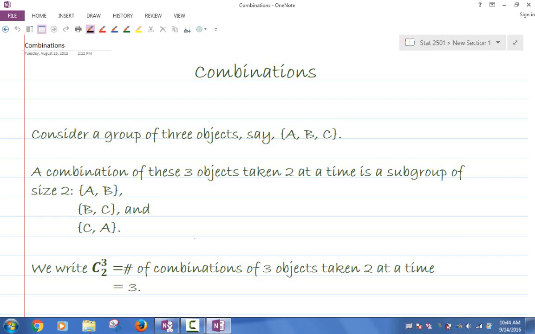So when you are looking at a subgroup of size 2, you don't care about order. Is everybody okay? In other words, what I have here is the number of unordered arrangements of two objects. So here, order doesn't matter. Am I making sense?